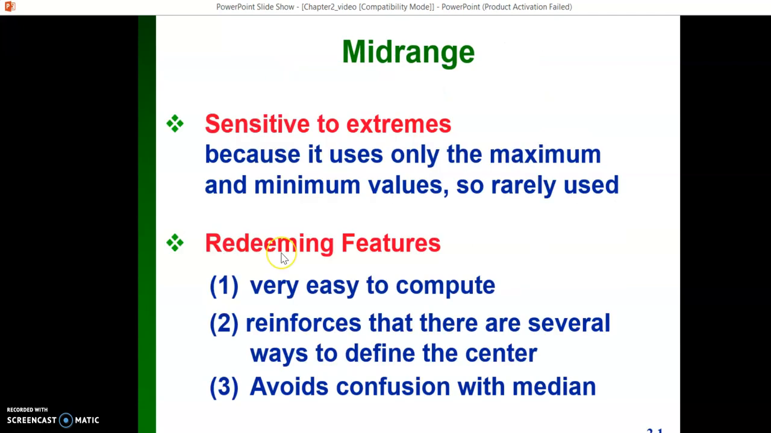Right? So that's all about mean, median, mode and range. We'll see more in another video.